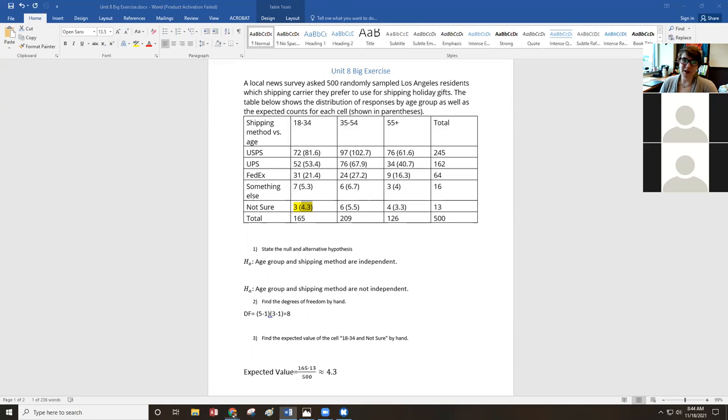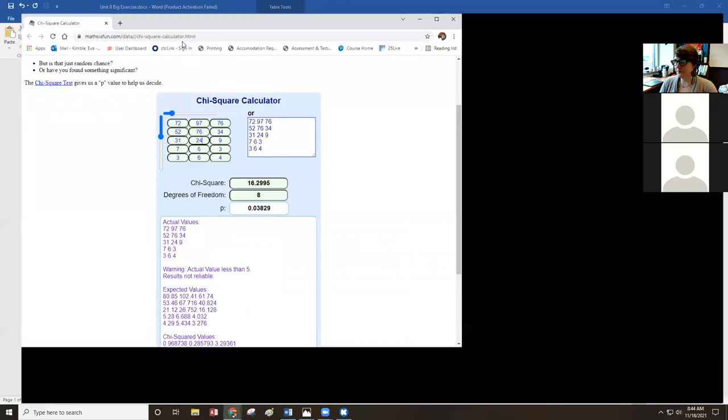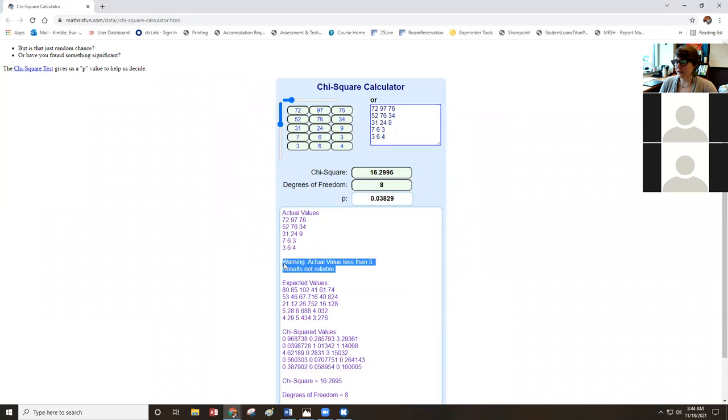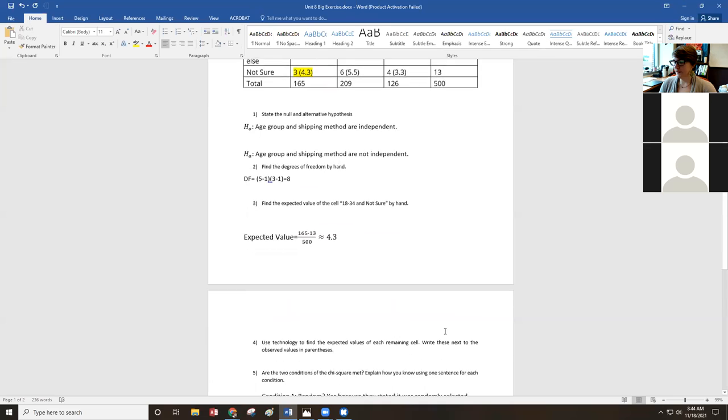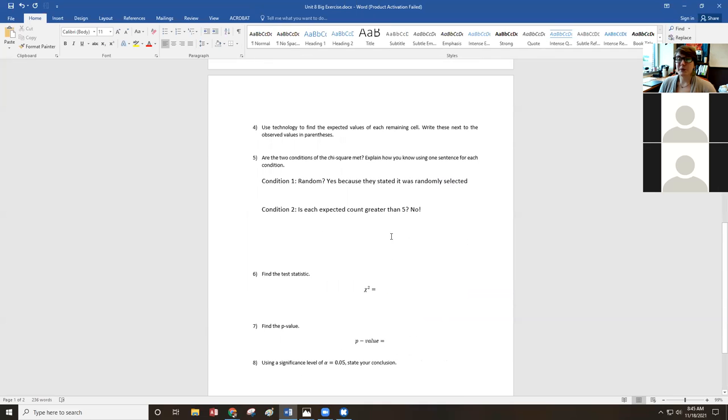The other cool thing about that website that you're all using is that it actually gives you a warning. It says, warning, actual value less than 5. Results are not reliable. So remember, we don't care if the observed count is less than 5. The expected count, if that's less than 5, then we're in trouble. So even though we didn't meet the conditions, we're just going to go forward to make sure that we know how to find the chi-square and the p-value.